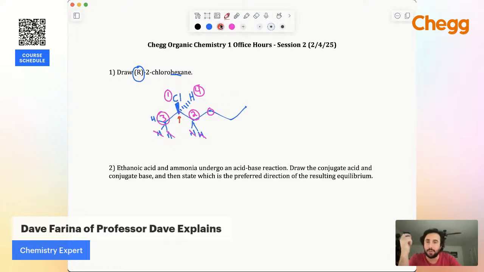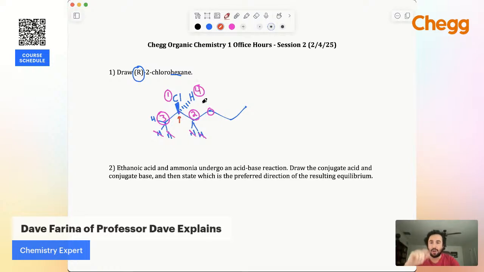Now once you have determined the priority of all the groups, you orient yourself so as to have the lowest priority group facing away from you. In this case, that's already here. The dash bond has the hydrogen. So remember, the dash bond is going away from us. It's farther away than the plane of the page or the screen. And so that's already away from us.